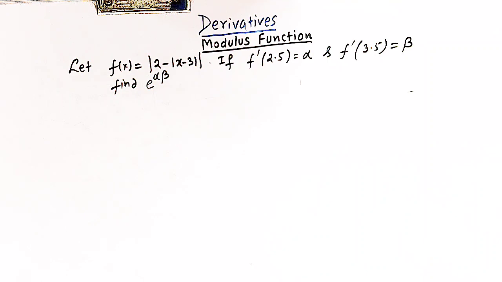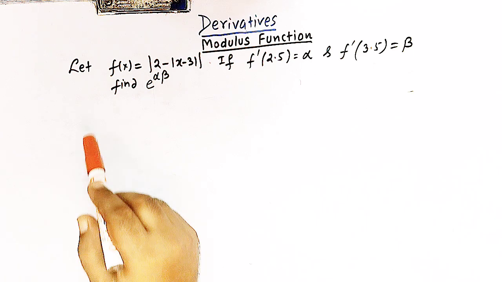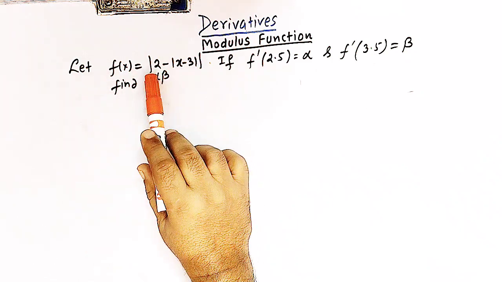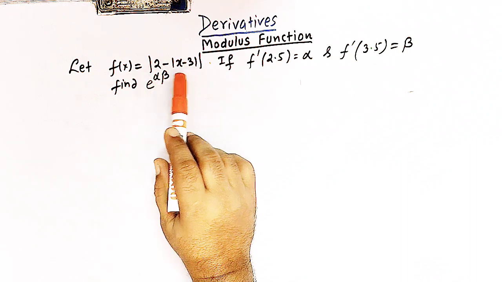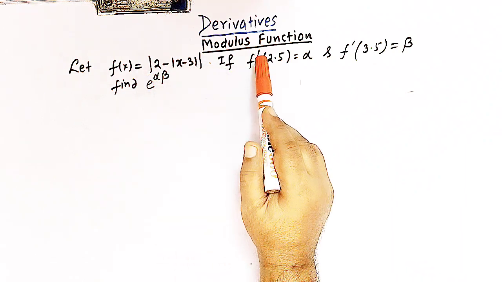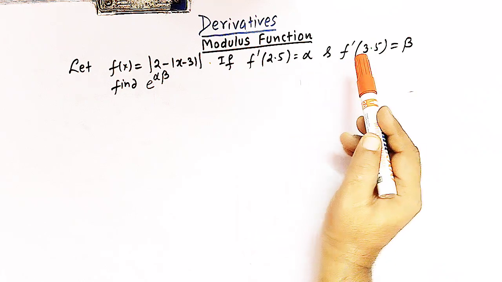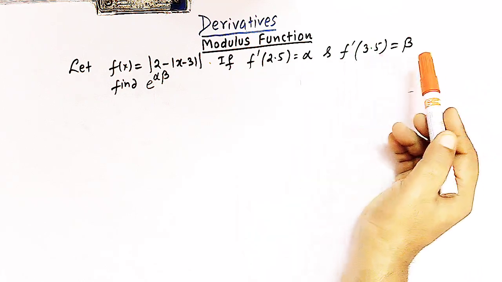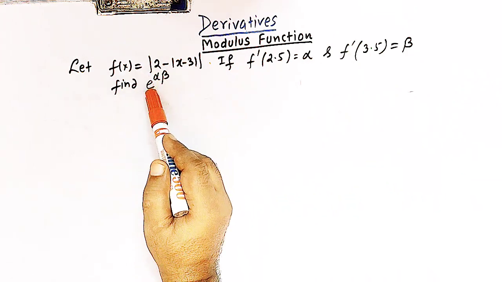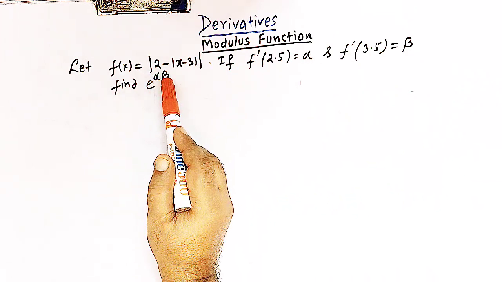Hello viewers, in today's session we are going to discuss another important and conceptual problem from derivatives involving a modulus function. So here we have this problem in which we are given a function f of x which contains two mod functions, that is mod of 2 minus mod of x minus 3, and here f prime of 2.5 is given as alpha and f prime of 3.5 is given as beta, and we have to find out the value of e raised to alpha times beta.